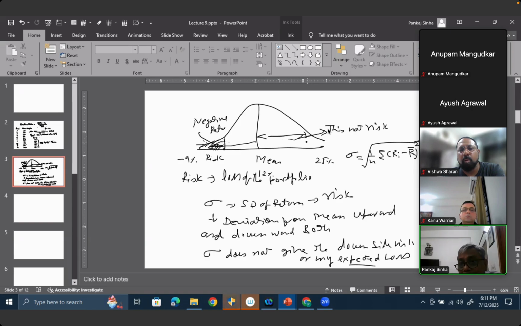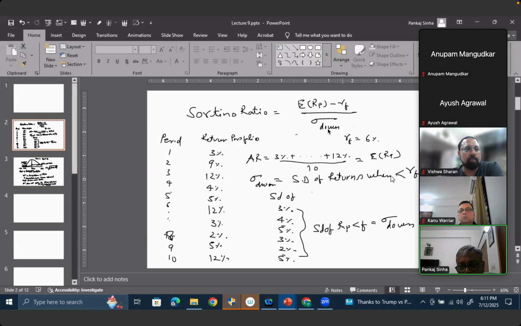This is not risk. Risk is when your return of the portfolio is less than RF. Risk is this. So find out the values where your return is less than RF and find out the standard deviation of that. So Sortino is talking about SD of returns, SD of returns which are less than RF.